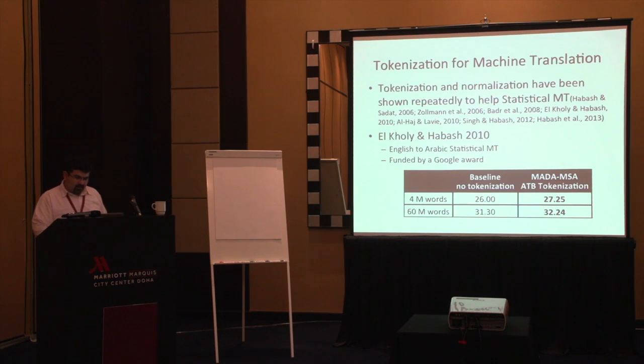So here are some of the results that this student Ahmed Khuli worked on going from English to Arabic. The best result that he got was using the Arabic tree name tokenization, quite similar to the tokenization that was also optimal in the case of English. So it turns out to be not as interesting.